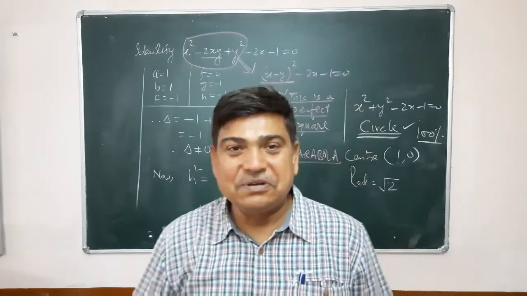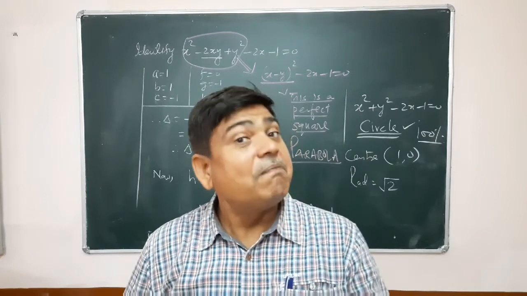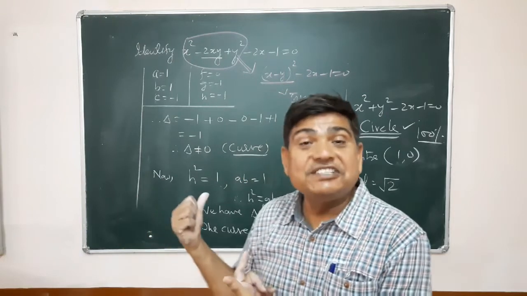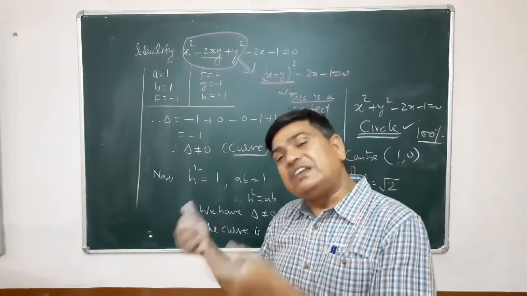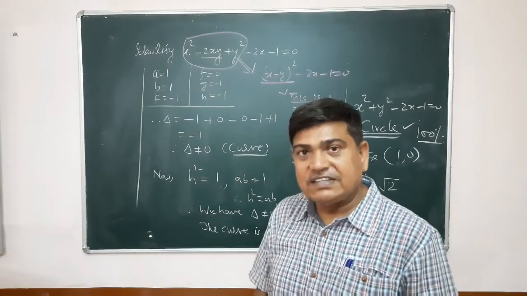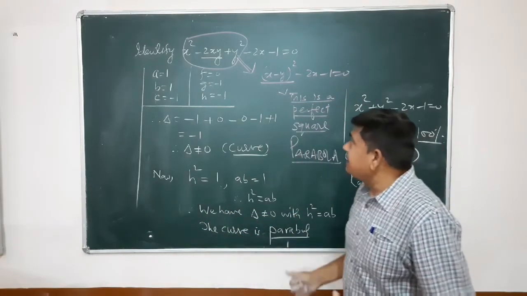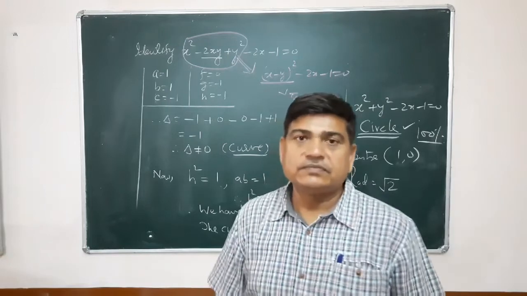And if delta is 0, then it is a pair of parallel lines. Why parallel lines? Because here h square equals ab, with delta 0, then a pair of parallel lines. Delta is not 0 with h square equals ab, then it is a parabola.